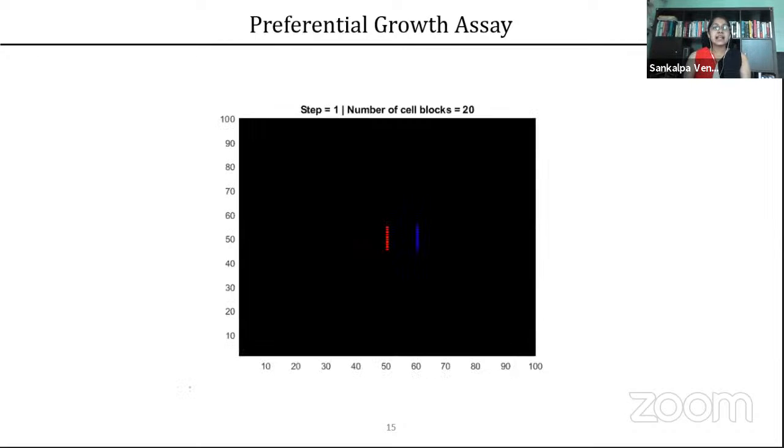So we did this by coming up with a preferential growth assay. So here we have two strains. The red strain and the blue strain are seeded in two parallel lines. And what we quantify is the number of red cells that proliferate towards the blue cells and the number of blue cells that proliferate towards the red cells and those that proliferate away from each other. And we looked at this for all of our parameter sets.